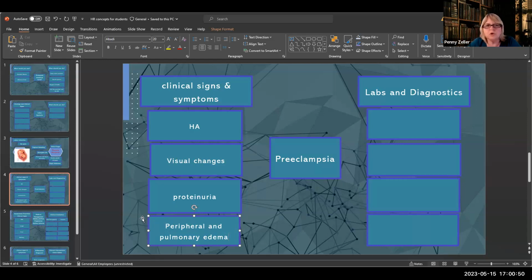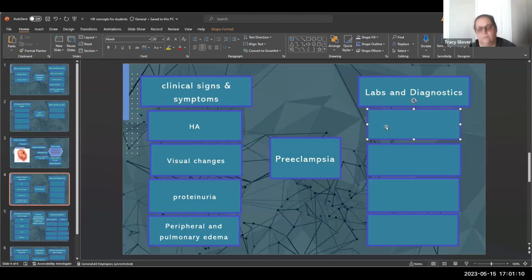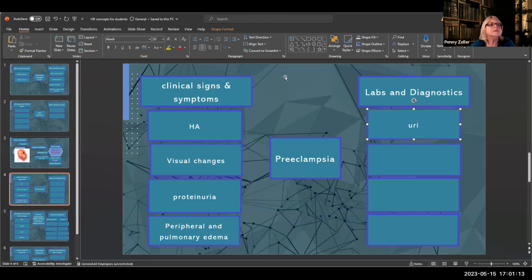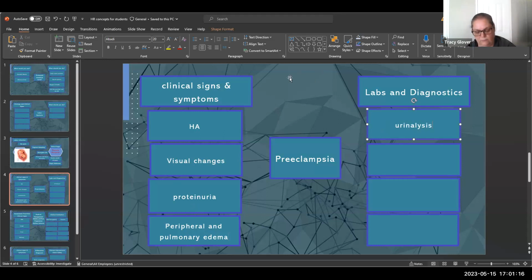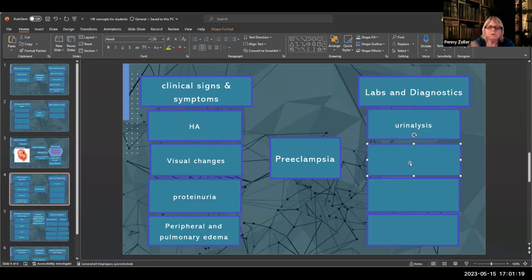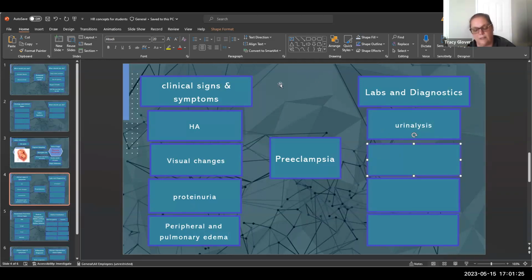What labs would you want to draw if you suspected preeclampsia? A urinalysis. Okay, urinalysis. Maybe an ultrasound. What would the ultrasound tell us, Tracy? Well, we're assessing the fetus. I'm not totally sure. I just remember I read it. Sorry. Okay.